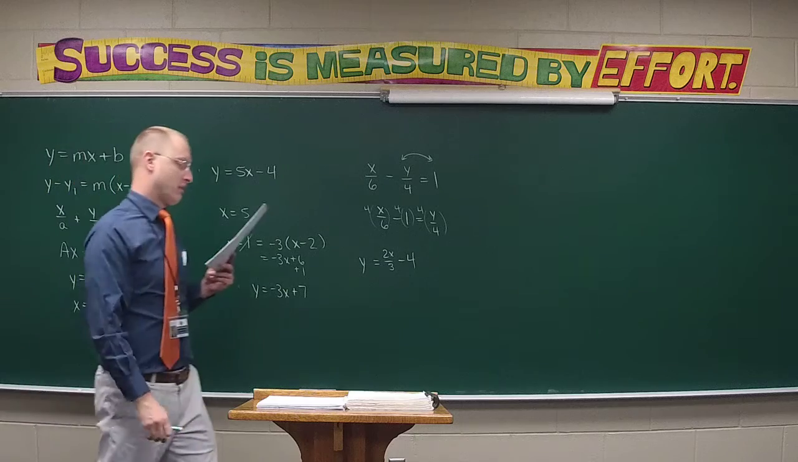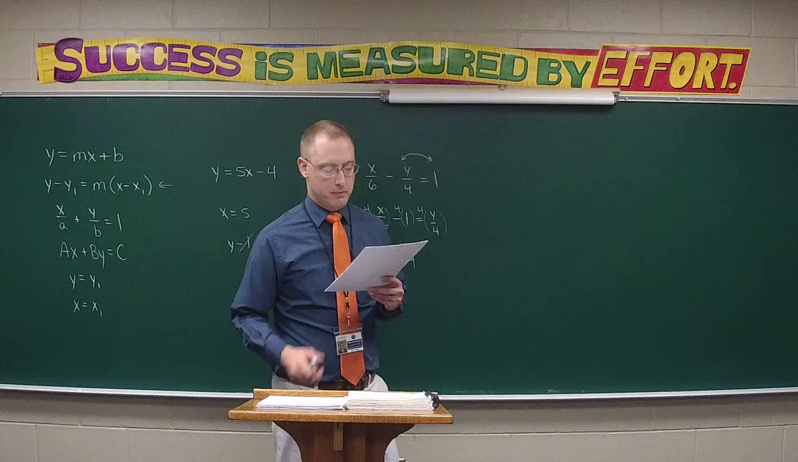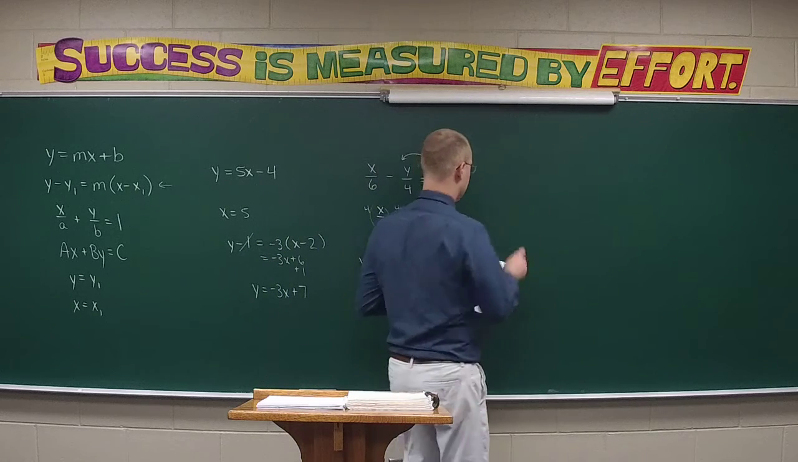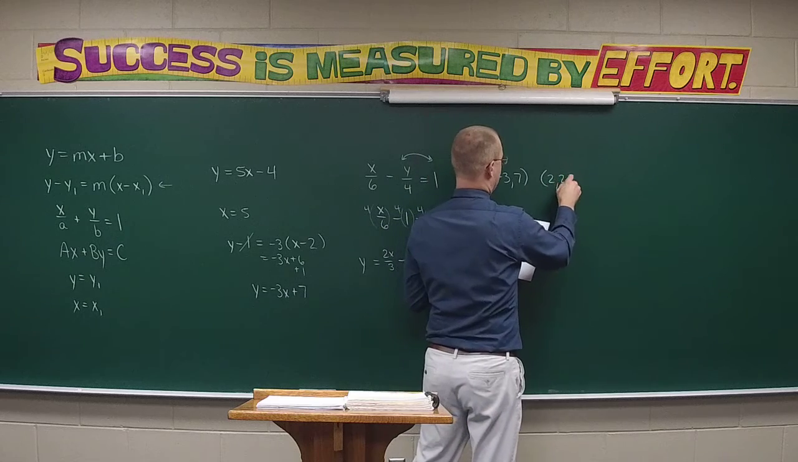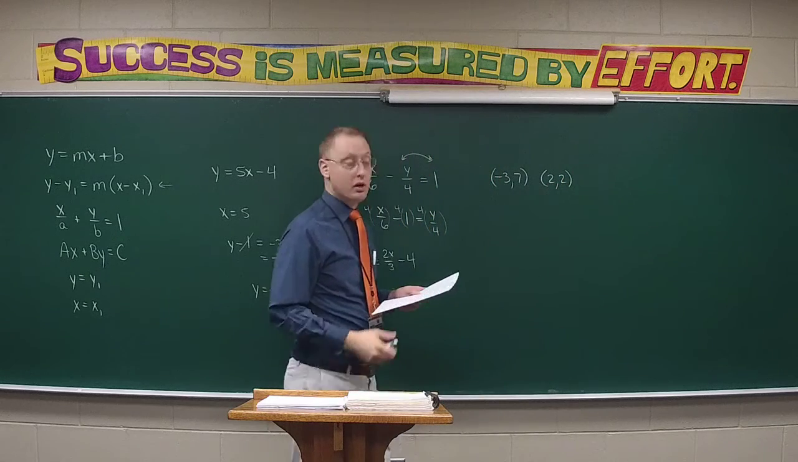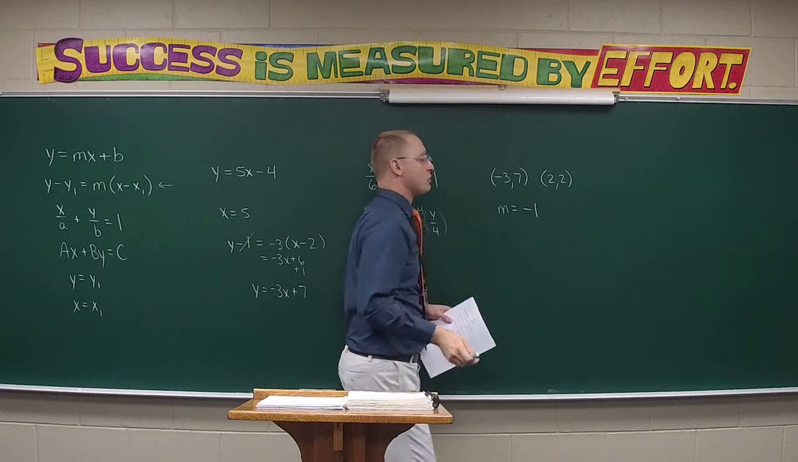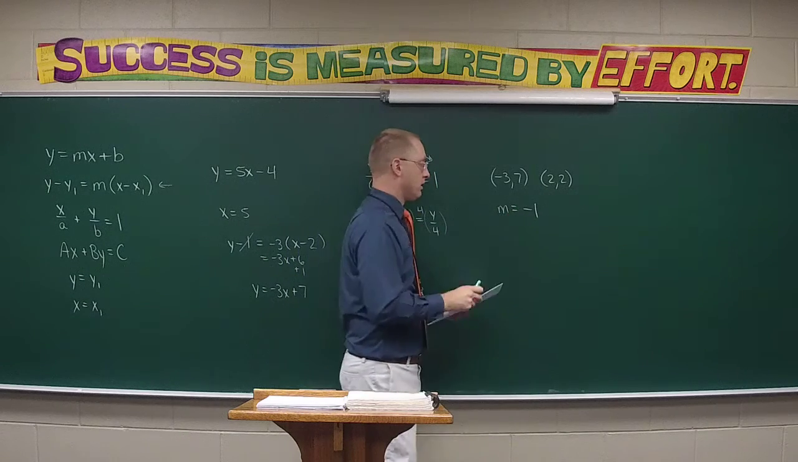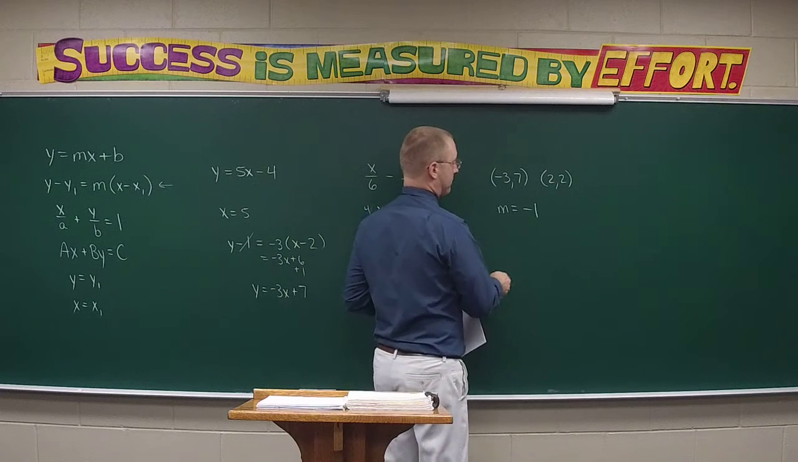And number 5, find the equation of the line that passes through (-3, 7) and (2, 2). Again, what do we have to do first, Jamie? We have to find the slope. Find the slope first. And what did you get for the slope? Negative 1. Now, once we know the slope, Quentin, put it into the point-slope form. Good, go back to the point-slope form.